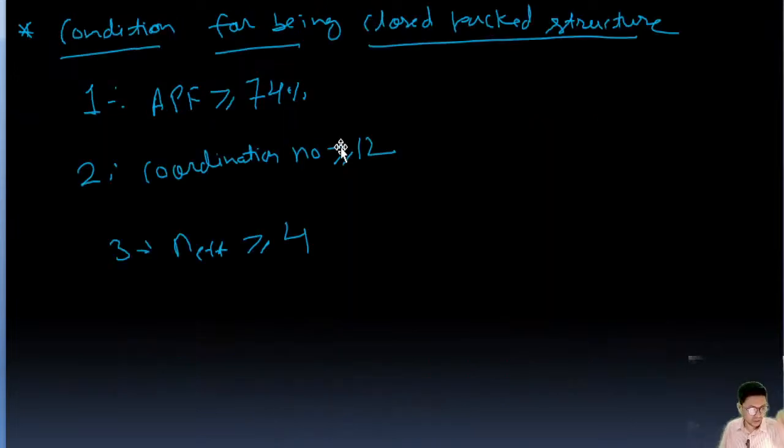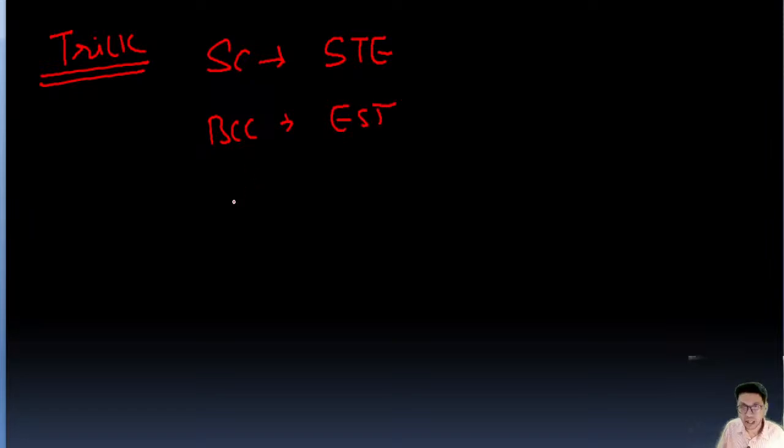Okay, so now I'm going to tell you the trick: how to remember the coordination number, the number of first nearest neighbors, second nearest neighbors, and third nearest neighbors. For SC you need to learn STE. For BCC you need to learn EST. And for FCC you can easily find out, you need to know TS24.